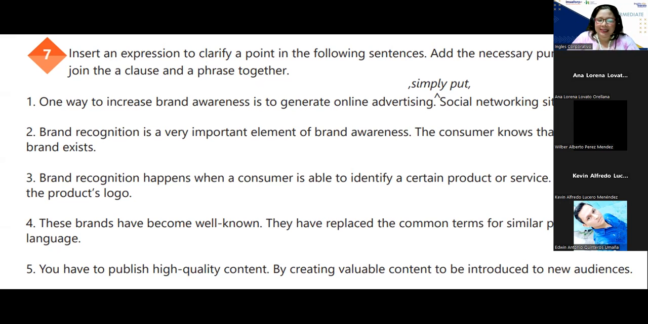Okay, people, it says, insert an expression to clarify a point in the following sentences. Add the necessary punctuation to join the clause and a phrase together, okay? Okay, let's read the example. Wilbur, please read the example, number one. Okay, teacher. One way to increase brand awareness is to generate online advertising. Simply put, social networking sites.